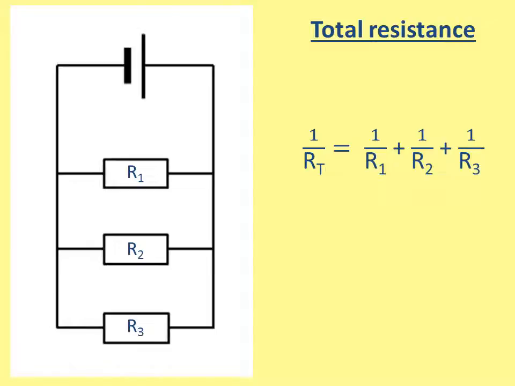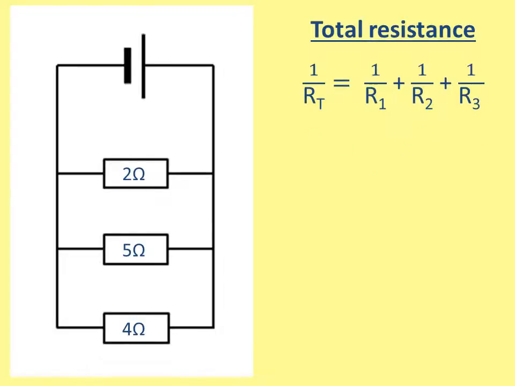To make it simpler, I'll try and use some numbers and I'll show you some workings to show you how to use it. This example now has 3 values for resistance on those resistors. We know we need to use this equation at the top here, so the next step is replacing those letters with the numbers from the question.